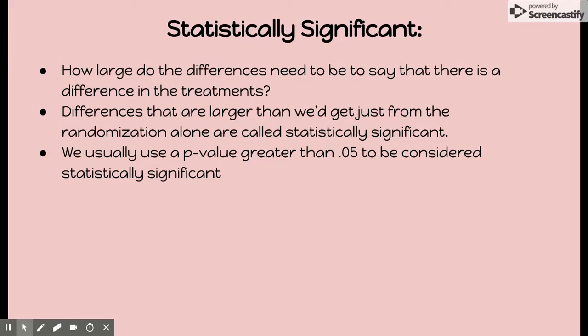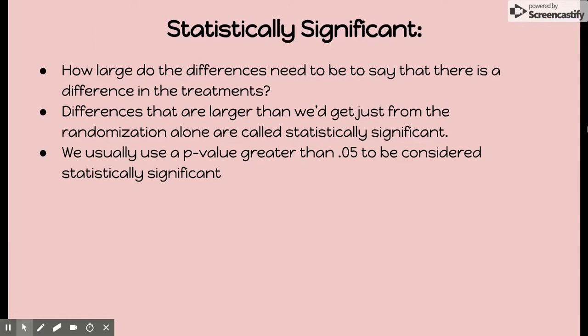On to statistically significant. How large do the differences need to be to say that there is a difference in the treatments? That's where statistically significant comes in. I can never say that right. Basically, when an observed difference is too large for us to believe that it is likely to have occurred naturally, we consider the difference to be statistically significant. What we usually use is a p-value of less than 0.05 to be considered statistically significant.